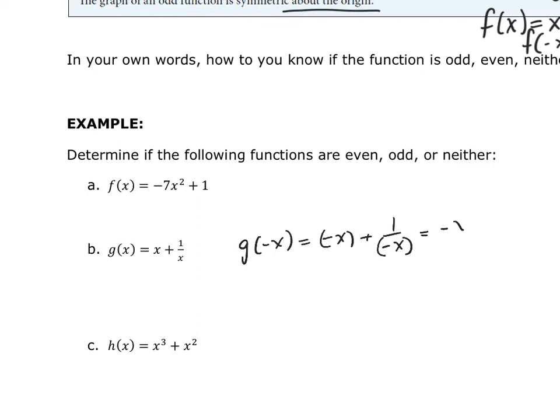And so I end up with negative x minus 1 over x. And my rule is, for this to be even, all my signs had to stay the same. Well, I went from a positive to a negative. I went from a positive to a negative. So my signs did not remain the same, so this is not even. My rule is, for it to be odd, every sign has to change, and this one is one in which every sign did change. So this function is odd. What kind of questions do you have for me?